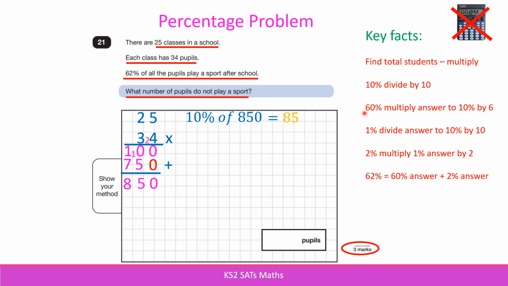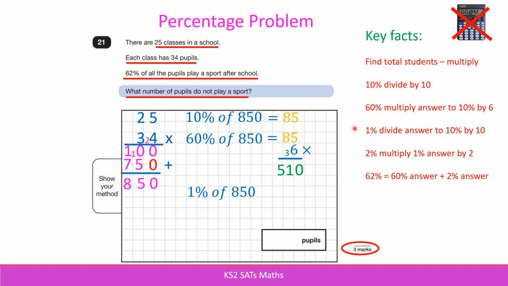Next, I'm going to find 60%. So I'm going to take this answer of 85 and multiply it by 6. 5 times 6 is 30, so I've got a little 3 that carries and a 0. 6 8s are 48, plus 3 gives you 51. So you've got 510 is 60%.